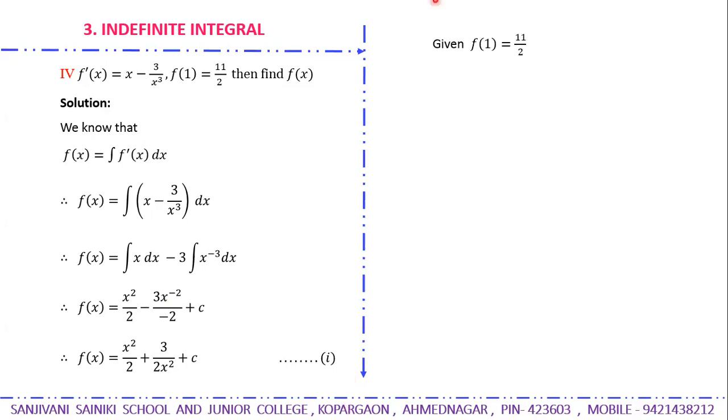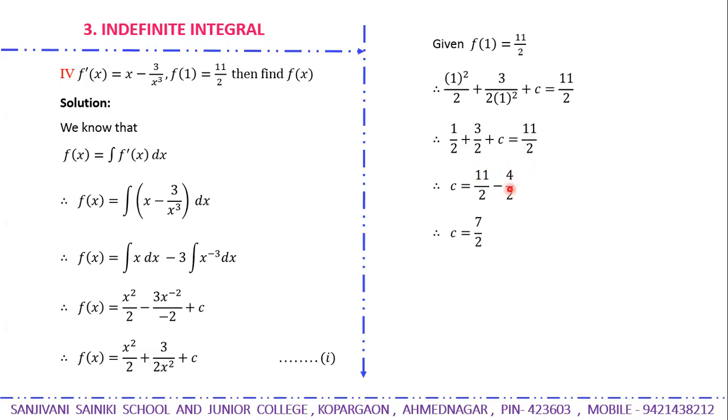Now one more condition is given, that f of 1 is equal to 11 upon 2. So use that condition to find the value of this c. Put 1 in this equation: 1 square upon 2 plus 3 upon 2 times 1 square plus c is equal to 11 upon 2. So 1 upon 2 plus 3 upon 2 plus c is equal to 11 upon 2. So 3 plus 1 is 4, so c is equal to 11 by 2 minus 4 by 2. In the next step, 11 minus 4 upon 2 is 7 upon 2. So the value of c is 7 upon 2.